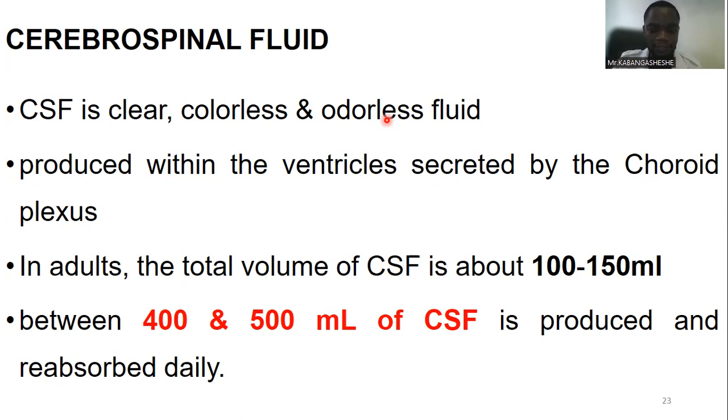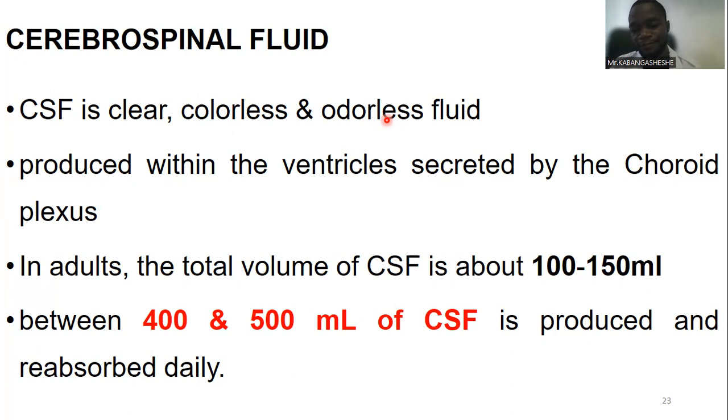So in adults, the total volume of CSF flowing in the ventricles is in the range of 100 to 150 mils at any given time. Then in a day, a maximum of 400 mils, that's half a liter of CSF, is produced and reabsorbed back into circulation. So when you're talking about CSF, think of the ventricles itself, think of the subarachnoid space and the fluid that is there. Since it is a product of blood, at some point it has to go back to circulation.